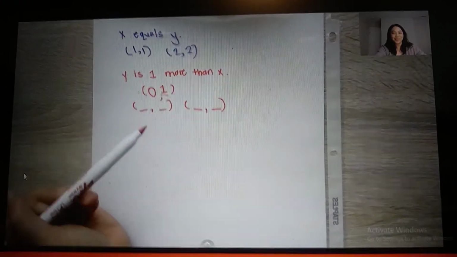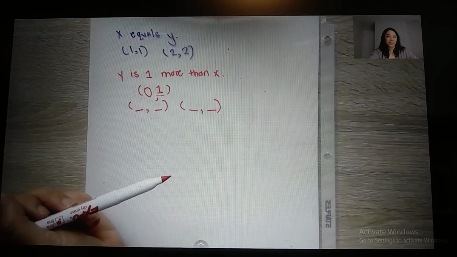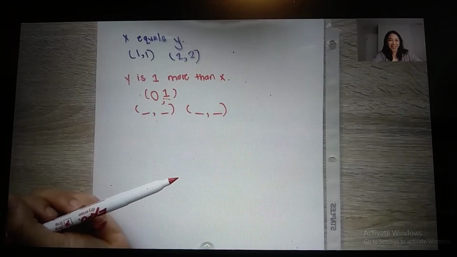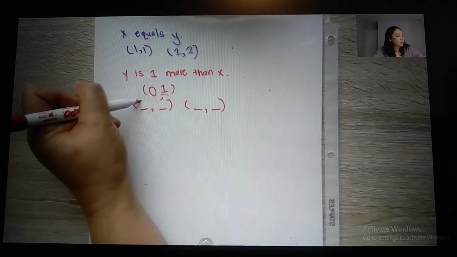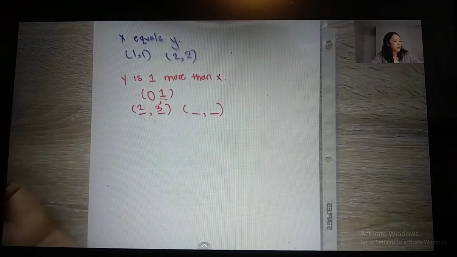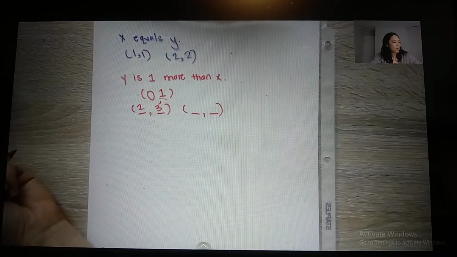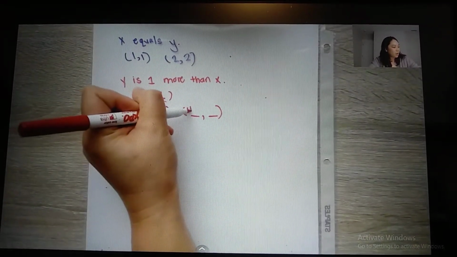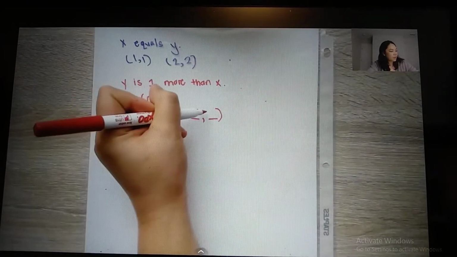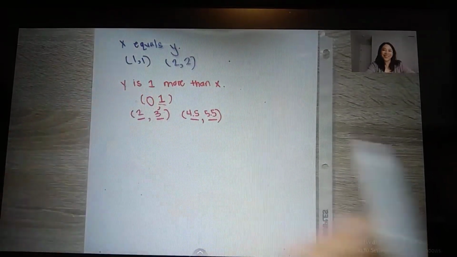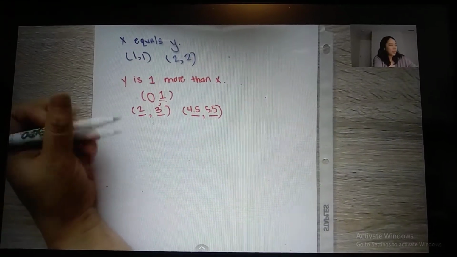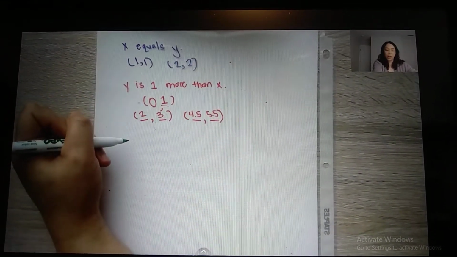Do that now. What'd you come up with? I came up with 2 and 3. And then I tried to get a little bit creative, and I thought about 4.5 and 5.5. Ready for the third rule? The third rule states the following.